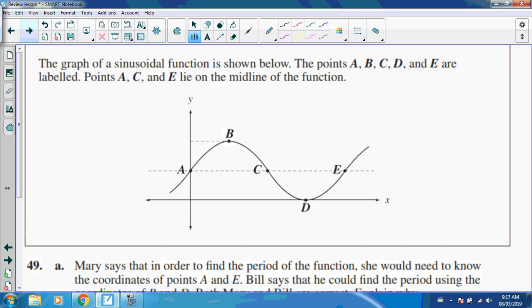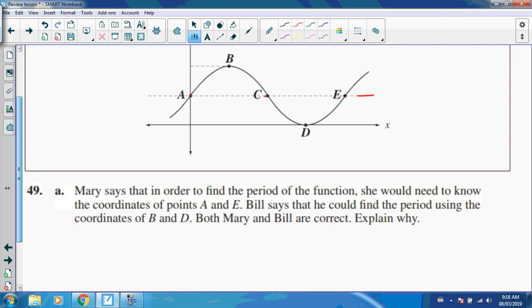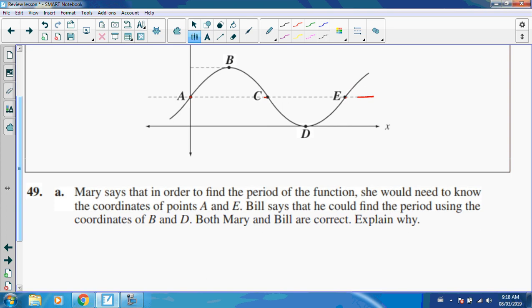So the graph of a sinusoidal function is shown below. The points A, B, C, D, and E are labeled, as you can see. Points A, C, and E lie on the midline, so there they are. And that dotted gray line here is the midline. Mary says that in order to find the period of the function, she would need to know the coordinates of the points A and E. Bill says that he could find the period using the coordinates of B and D. Both Mary and Bill are correct. Explain why. So what I'd like you to do when it says explain is write in words. So take a minute and write down an explanation as to why they are both correct.